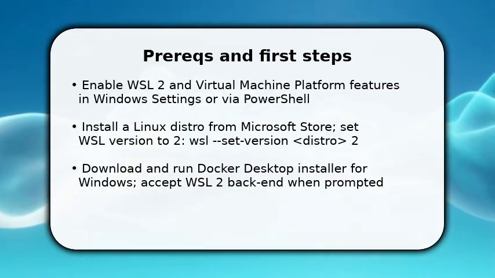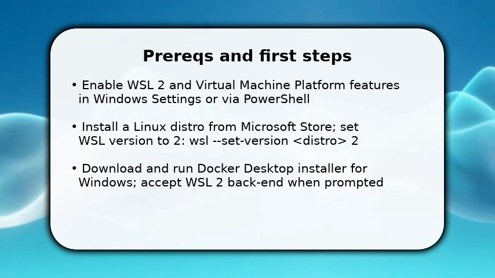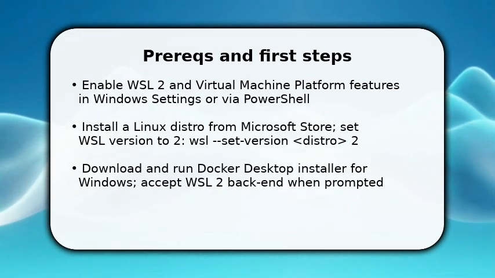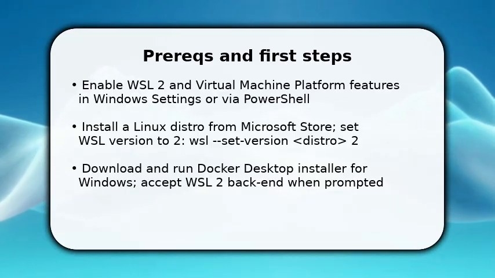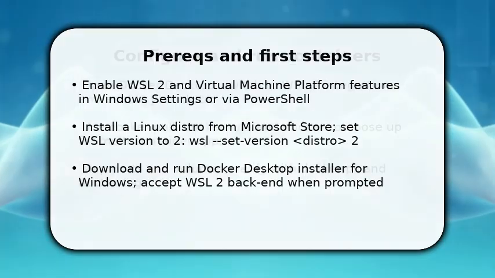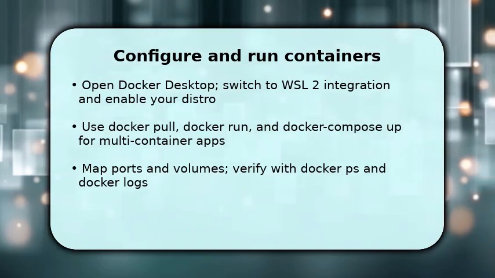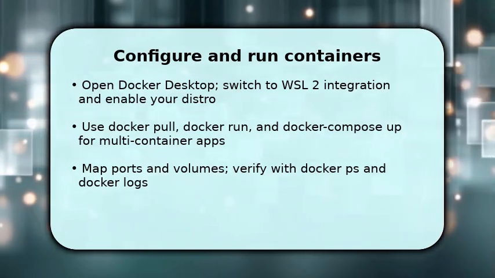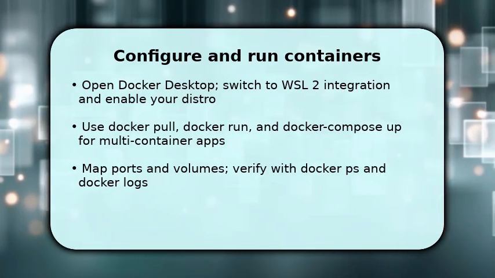Make sure your user is in the docker-users group and reboot if the installer asks, so services initialize correctly. Once Docker Desktop is running, open Settings and enable WSL2 integration for the distro you installed. This allows you to run Linux containers natively.